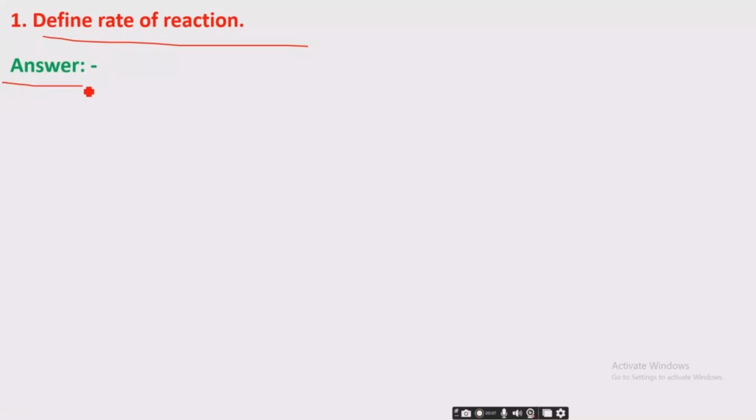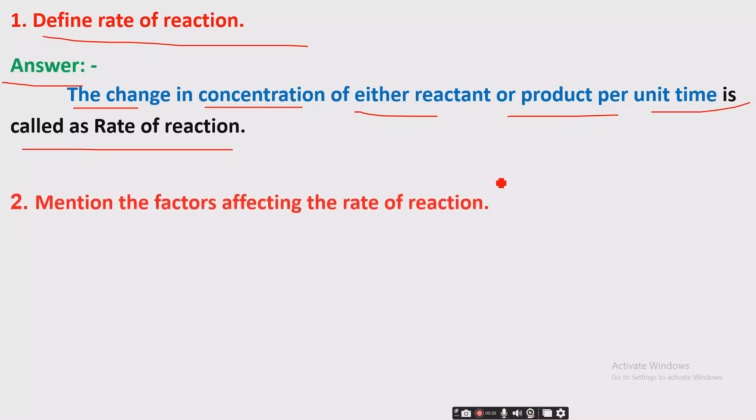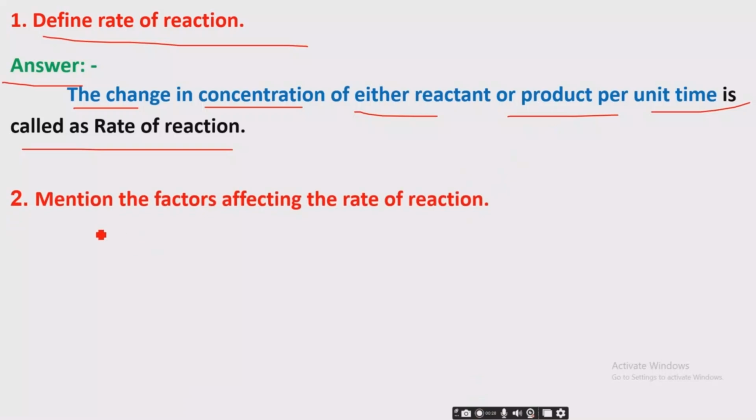So here is the first question. Define rate of reaction, and here is the answer for this question. The change in concentration of either reactant or product per unit time is called the rate of reaction. All of you know that very well. The rate of reaction is the change in concentration of either reactant or product per unit time. So next, mention the factors affecting the rate of reaction.